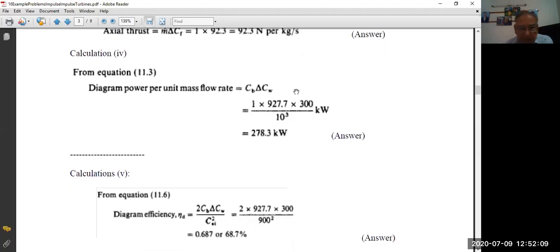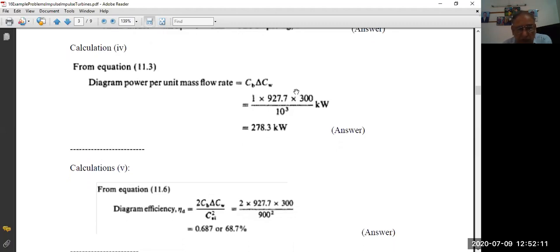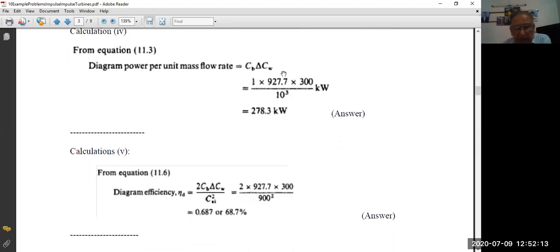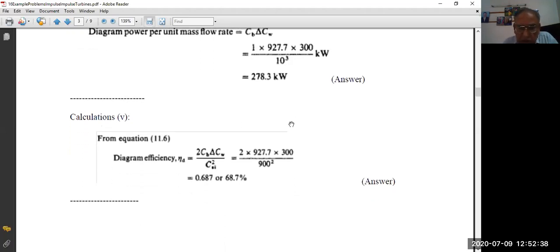Now, the formula for diagram power is CB multiplied by delta CW. Delta CW we already calculated. CB is given as 300. We divide by 1000 because we want to convert watts into kilowatts. Without dividing by 10 raised to 3, the answer will be in watts, and by dividing by 10 raised to 3, the answer will be in kilowatts. Here is the answer in front of you, 278.3 kilowatts.